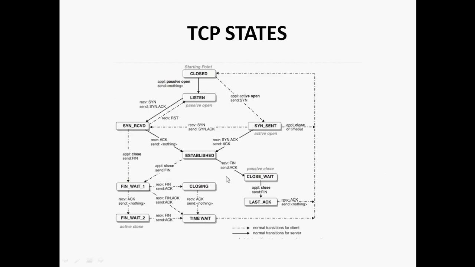Now this is the diagram. All possible TCP states are mentioned in the diagram. So at the starting point, we don't have any session, it should be closed. Nothing is there, all the sessions are closed. Before explaining this diagram, the straight line indicates the normal transition for the server, and the dotted line represents the normal transition for the client. So both client and server and all possible TCP states are there in this diagram.